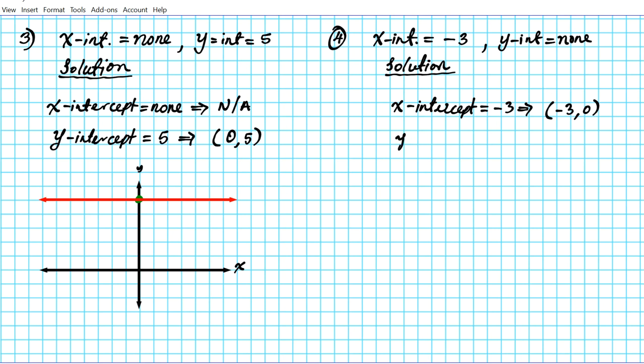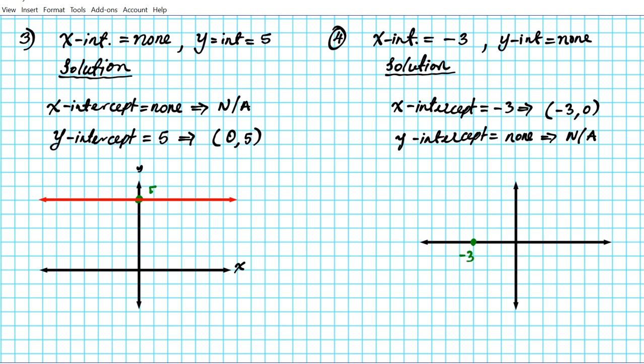If the y-intercept is non-existent, then what point does it go through on the y-axis? None is not applicable here. Alrighty, so can you visualize what this graph is going to look like? Alright, so let's go ahead and firstly graph the intercept we know, which is -3, 0, 1, 2, 3. So you go in the negative direction of the x-axis, so that's -3.